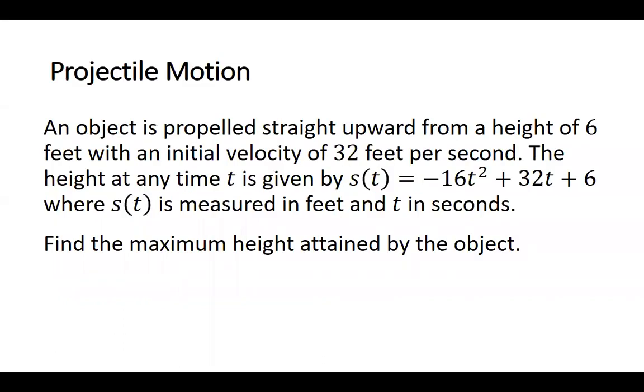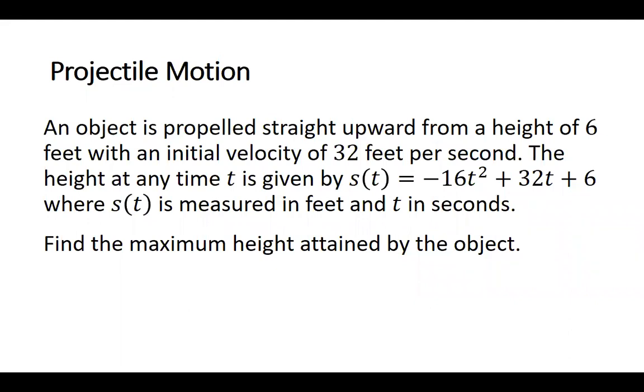And a classic example of quadratic functions is projectile motion. Anytime you deal with quadratic functions, someone's going to pull out a projectile motion problem. Luckily for us in this case, it's going to give us the function we don't have to find on our own. An object is propelled straight upward from a height of 6 feet with an initial velocity of 32 feet per second. The height at any time t is given by s of t is equal to negative 16t squared plus 32t plus 6, where s of t is measured in feet and t in seconds. Find the maximum height attained by the object.